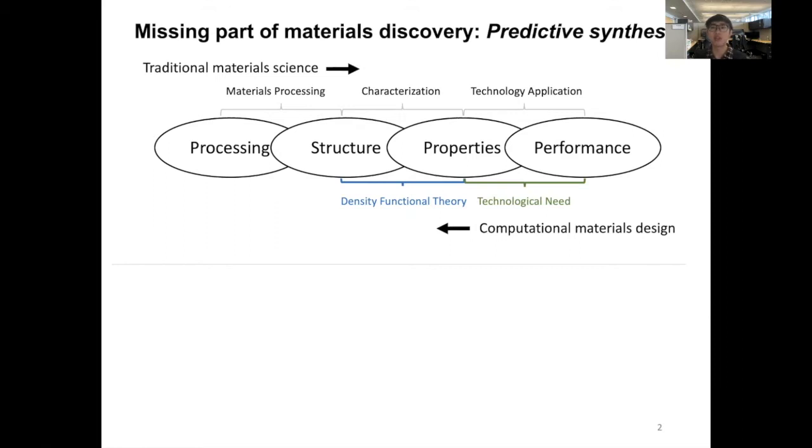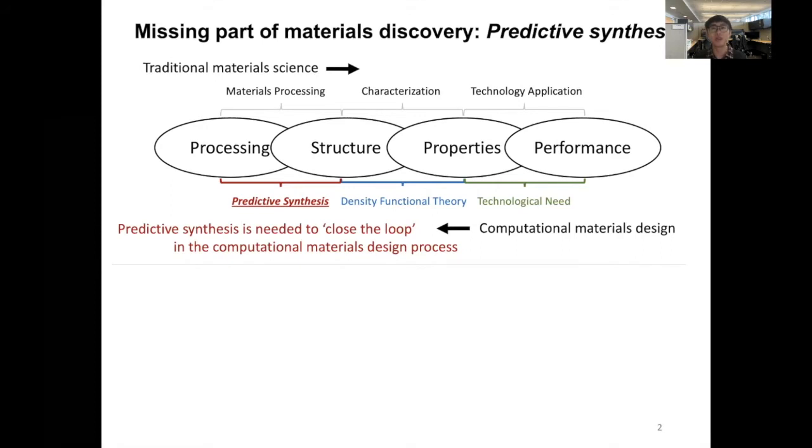Especially, compounds predicted as thermodynamically stable sometimes cannot be made experimentally. Some metastable phases are often observed during the material formation. So a predictive theory of materials synthesis becomes an important yet missing part to close this loop in the computational material design process. When approaching material synthesis, the thermodynamic phase diagram is often a starting point.